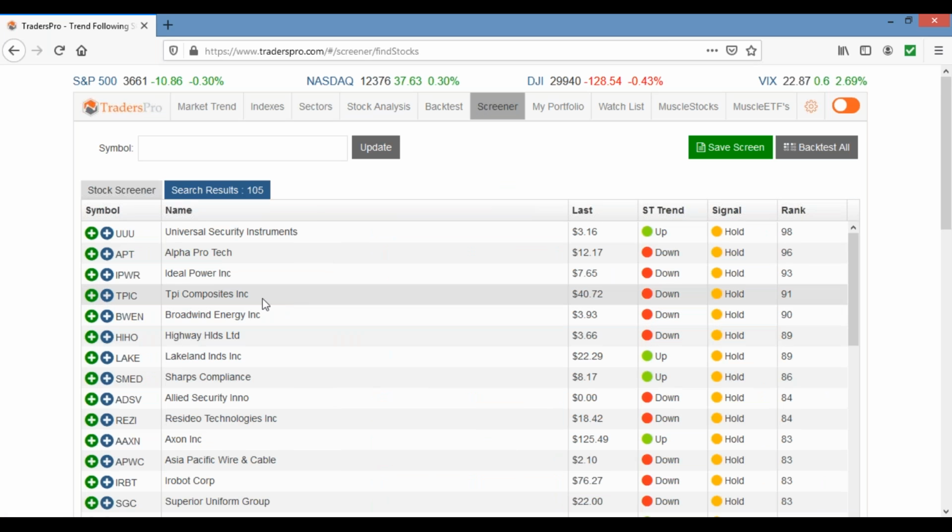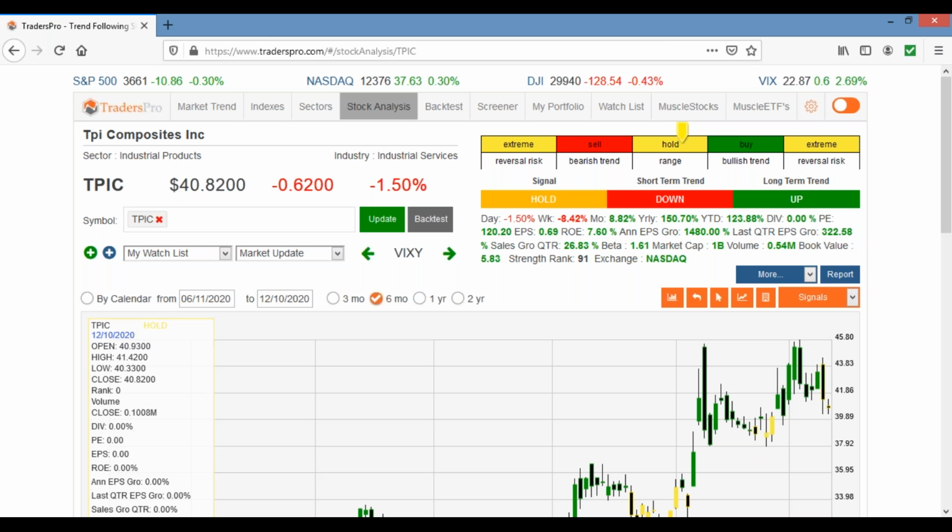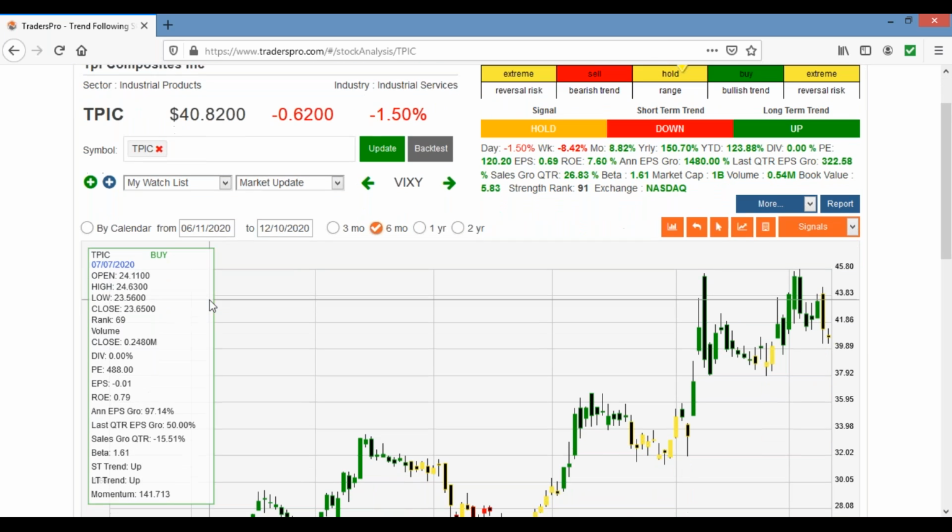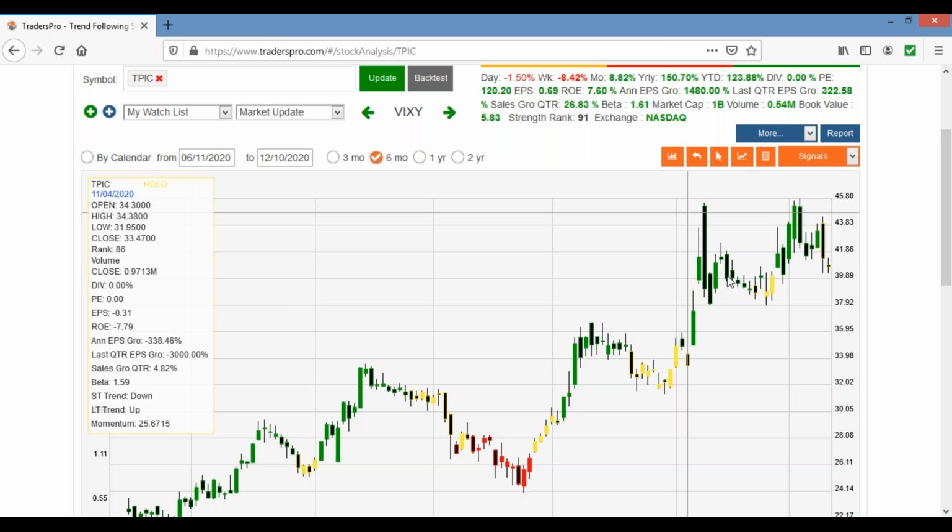and look at this TPIC. 91 strength rank, but there aren't a lot of stocks in the 98 strength rank. There weren't any there to go off of. But again, nice pattern.